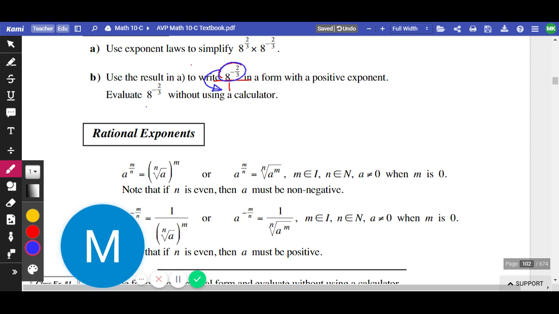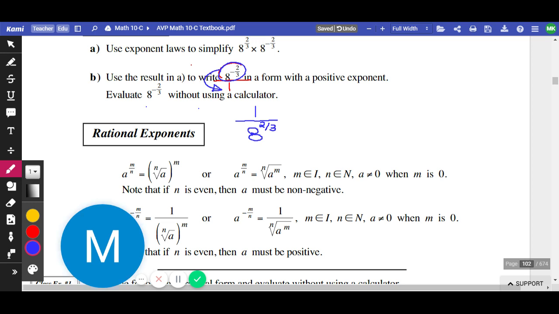I would be left with nothing on top, which is a 1 on top, divided by 8 to the power of 2 divided by 3. And you notice that the exponent is now positive. So when you move the power from one side of the fraction to the other side of the fraction, it creates a positive exponent. That's just a review from yesterday on how to deal with negative exponents. Take the entire power, move it to the bottom, make it a positive exponent.